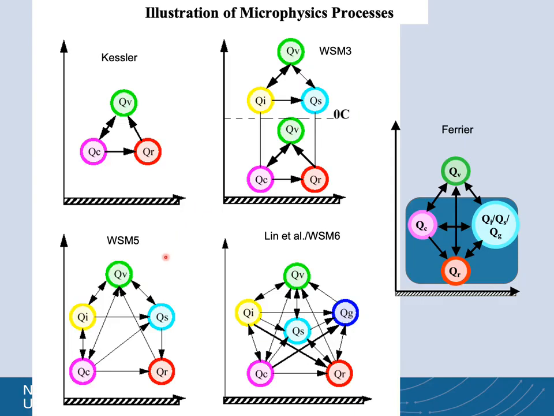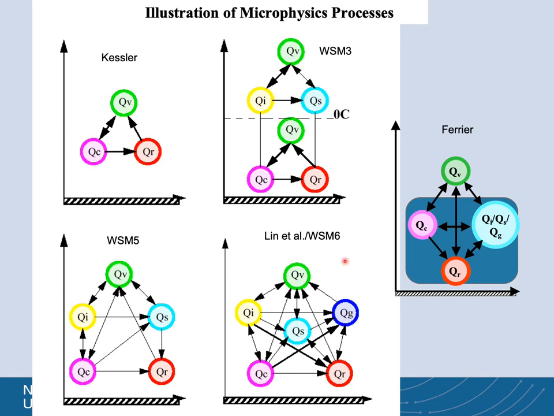Then the next level of sophistication is a 5-species array called, for example, WSM5, where the ice and cloud and rain and snow are now separate arrays, and so we have 5 total species, including the vapor and the interactions between them, as you can see with the arrows.